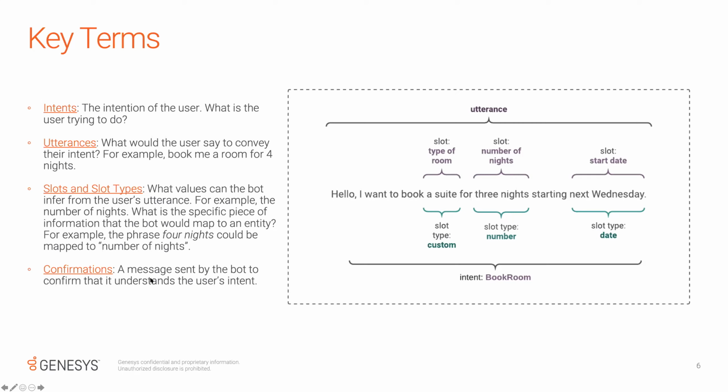And then there's confirmation messages. And that would be, what does the bot have to ask if the user doesn't provide all the slot information in their first sentence? What question does the bot need to ask in order to fill that slot? So confirmations are associated with slots. And we'll see that here in a minute. This will all make sense when you see the UI.